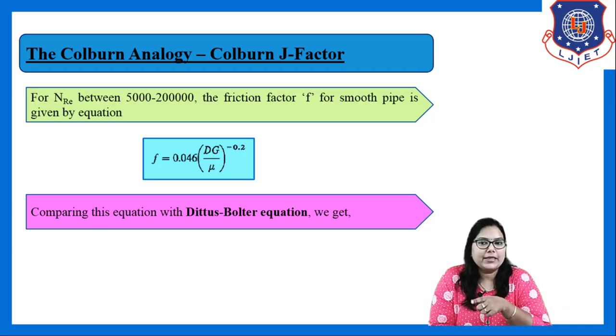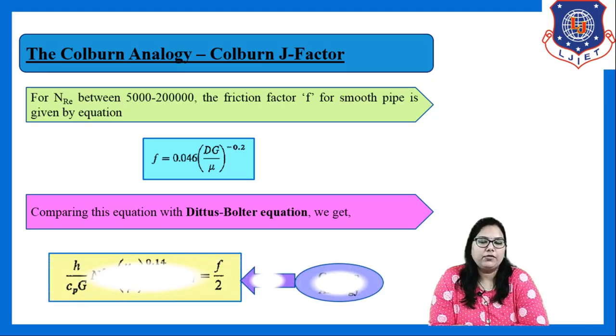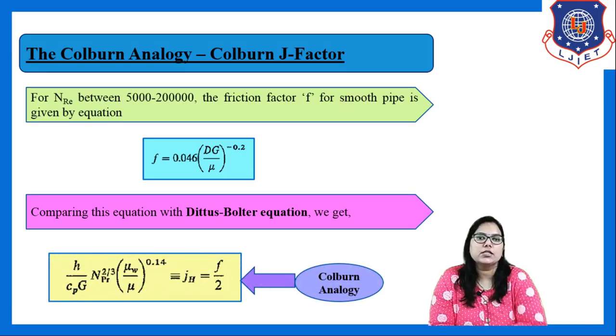Now when we compare this equation with the Dittus-Boelter equation, you will get this value: h / (Cp G) × NPr^(2/3) × (μw/μ)^0.14, which is equal to f/2. And that f/2 is known as jH. And that equation is known as the Colburn analogy.